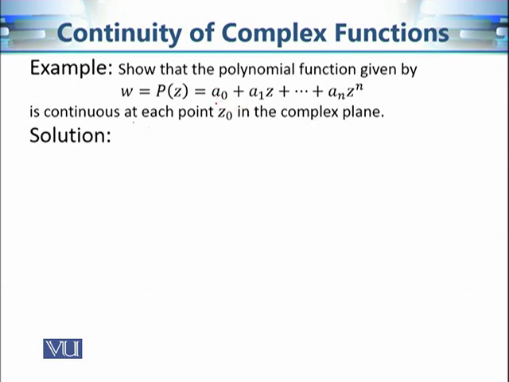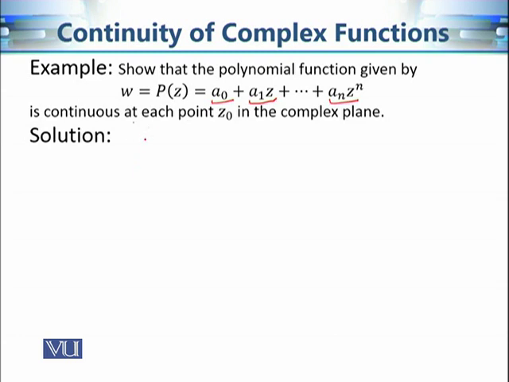Now observe that this polynomial function has terms separated by the sign of addition. The first part is a0, the second part is a1z, and so on, and the last part is an zn. Of course it's a polynomial, so this n has to be finite, and all of these powers must be non-negative integers. So to prove this, we will use the previous theorem, where we proved that if two functions are continuous, then their addition is also continuous.